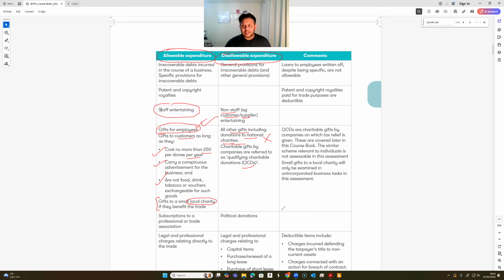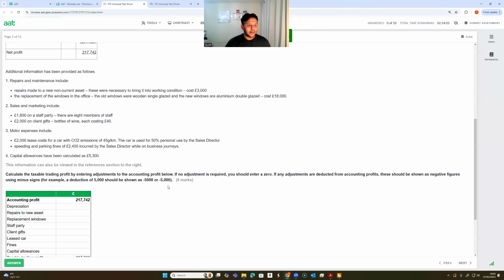All right, so let's go back to our question and let's have a look. All right, the next one we have here is the motor expense. The motor expense includes 2,000 lease cost for a car with CO2 of 45 grams. This car is used 50% by the sales director.